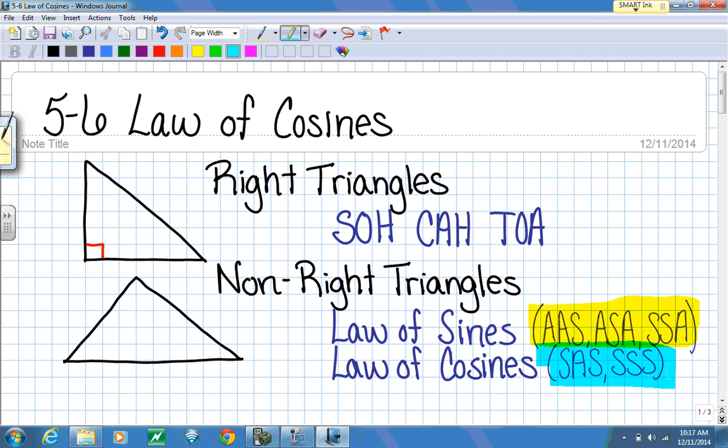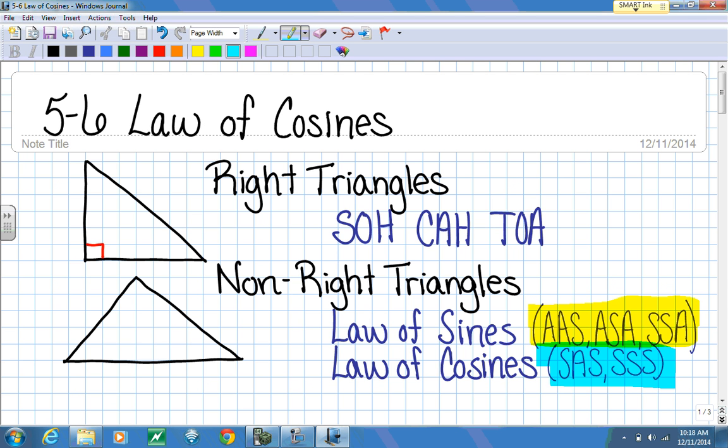Now, with the law of sines, the types of triangles that we were working with yesterday were triangles that had two angles and a side or two sides and an angle. When you have two angles and a side, you can either have that side be included, meaning between the two angles, or excluded on the outside of those two. When we were working with two sides and an angle, we noticed that the angle was always excluded, meaning that it was not between the two sides.